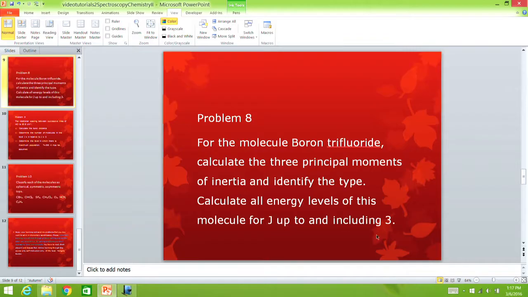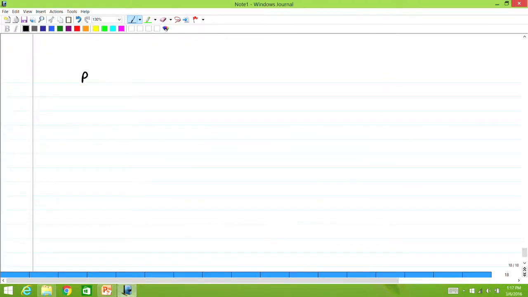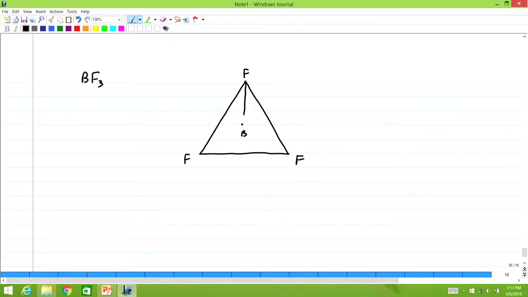Okay, first of all, this is a symmetric top, BF3. So it's actually an equilateral triangle that you can draw: B, the 3 fluorines, and these are the bond distances between the 3 fluorines. They are identical. Okay. This is what you have.